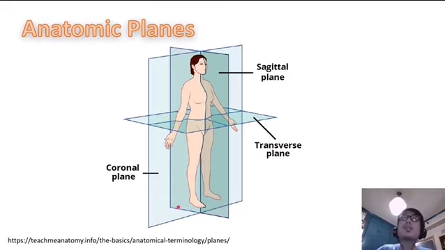Second, the sagittal plane is a plane formed by a vertical midline, cutting through and dividing the body into a right side and a left side. Finally, the coronal or frontal plane is a plane formed by a cut across the body from side to side and top to bottom.